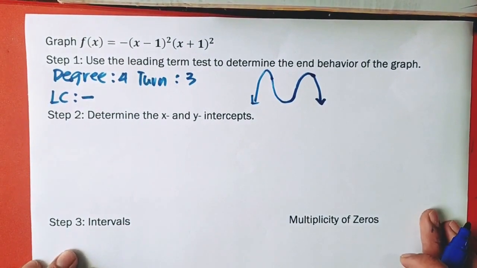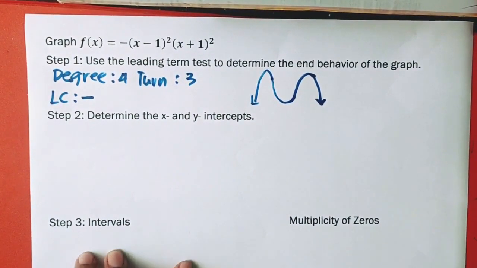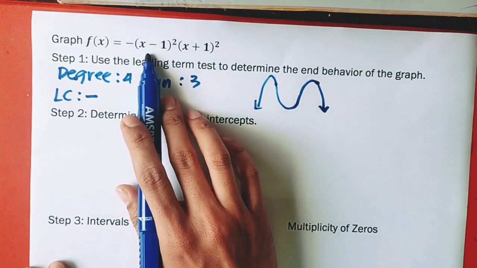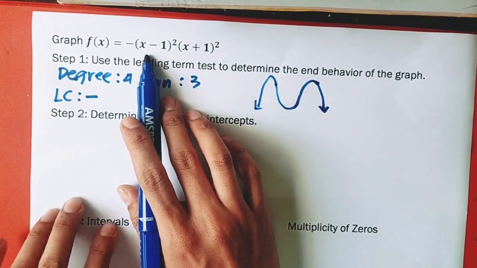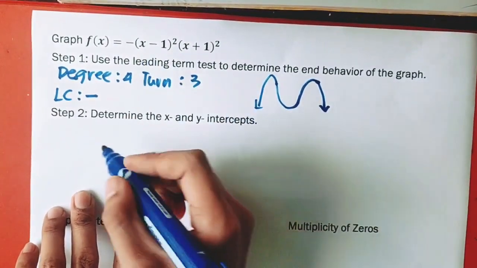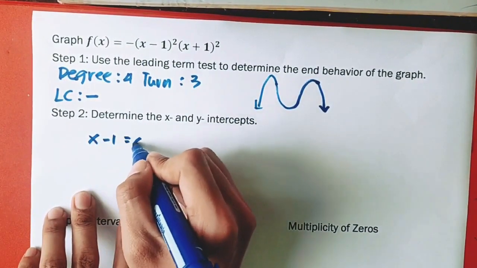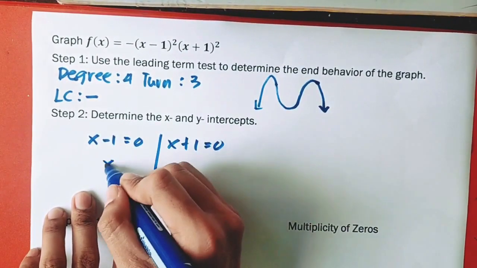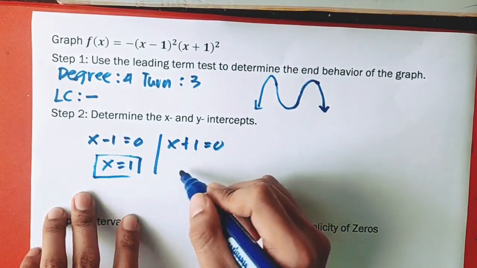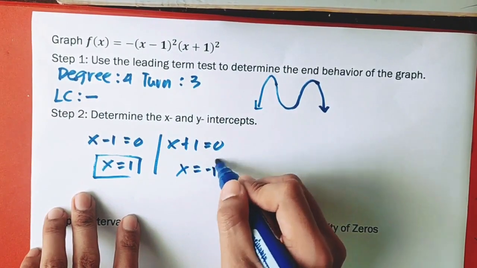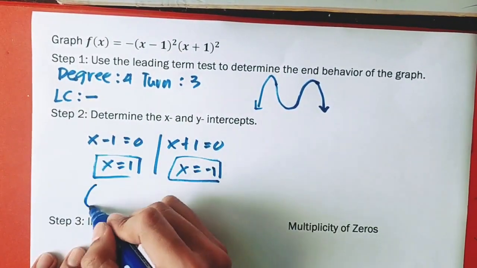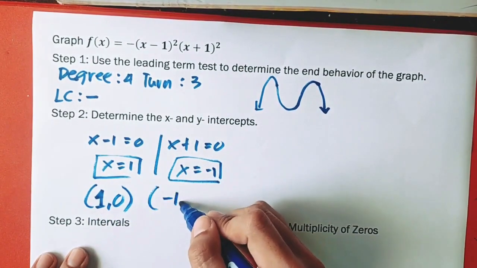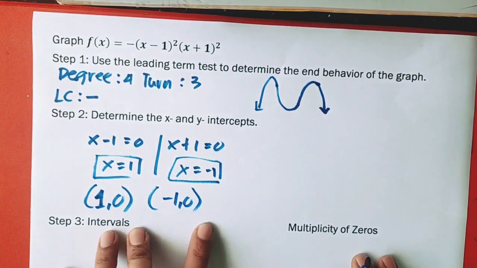Now determine the x-intercepts and y-intercept. Here you can easily get the x-intercepts because it is already in factored form. So x minus 1 equals 0 and x plus 1 equals 0. So x is positive 1 and x is negative 1. So (1, 0) and (-1, 0) are the x-intercepts.